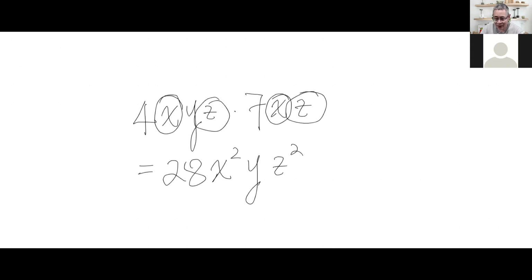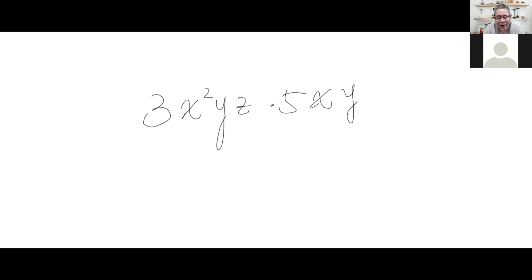Okay. Now let's try one more. Okay. So you pay attention to how many variables we got. So 3x squared yz times 5x y to the third times z to the fourth.